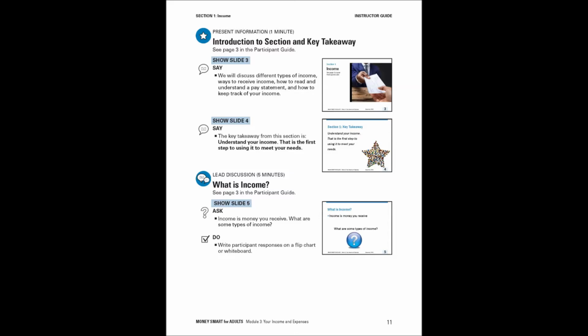You'll notice that there are facilitation instructions, say, ask, do, show slide, which are prompts to guide you through the flow of the training through the section topics.